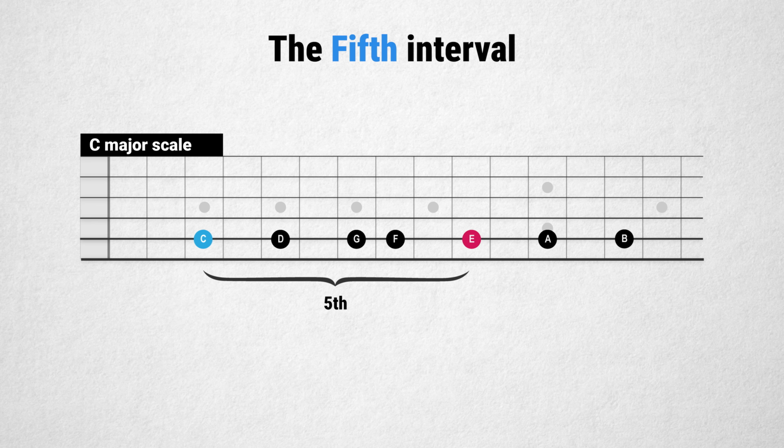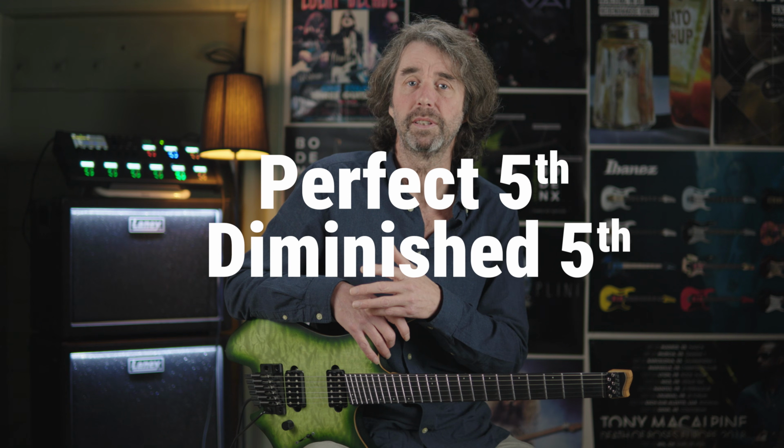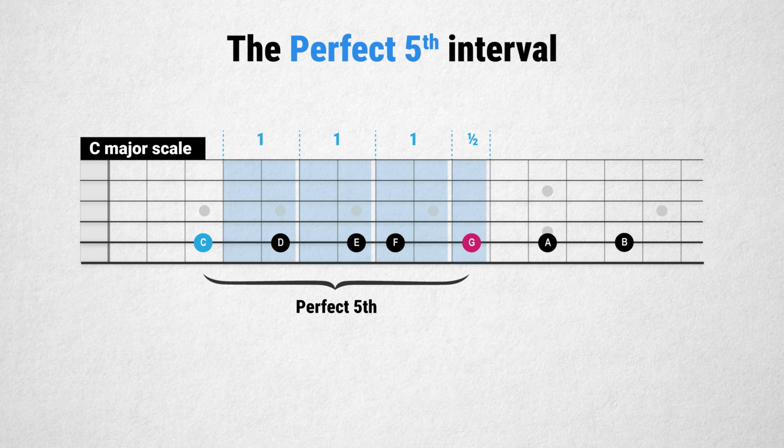The 5th is the distance between the 1st and the 5th note of a diatonic scale and has 3 versions: the perfect 5th, the diminished 5th and the augmented 5th. Now, the perfect 5th has a total distance of 3 whole steps and a half step, or 7 half steps. It is the distance between the notes C and G, and this interval sounds smooth and nice, and in music we call this a consonant sound.